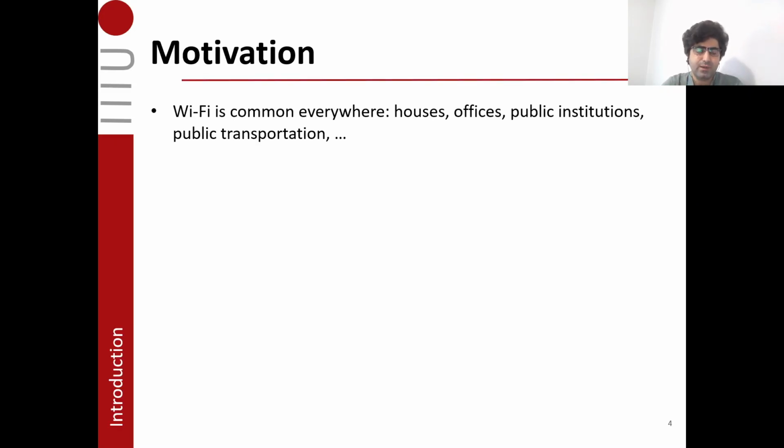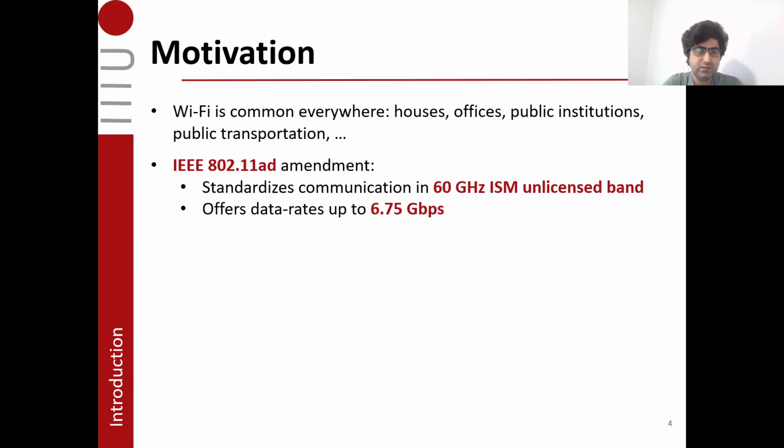Wi-Fi is a very popular technology that these days can be found everywhere. The IEEE 802.11ad amendment standardized communication in the 60 GHz unlicensed band as an answer to the increasing demand for higher data rates, which can provide data rates up to 6.7 gigabit per second.